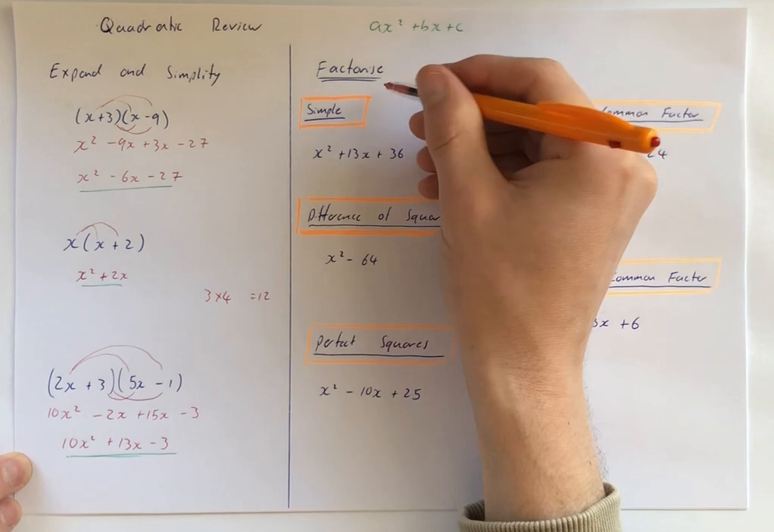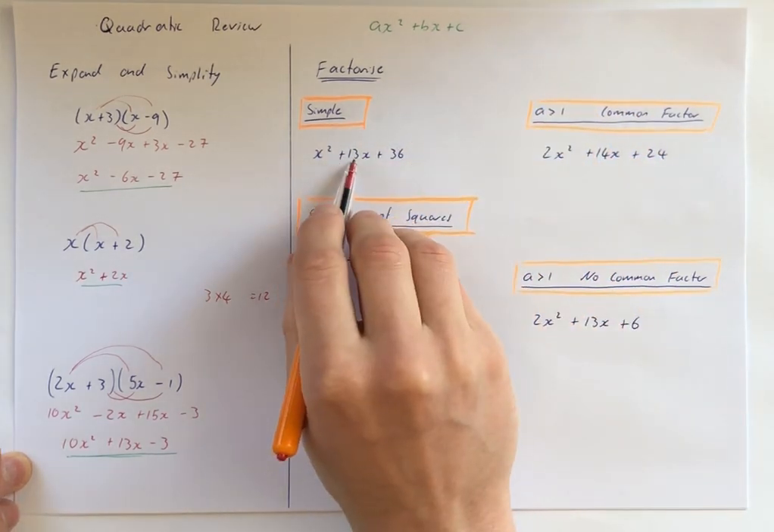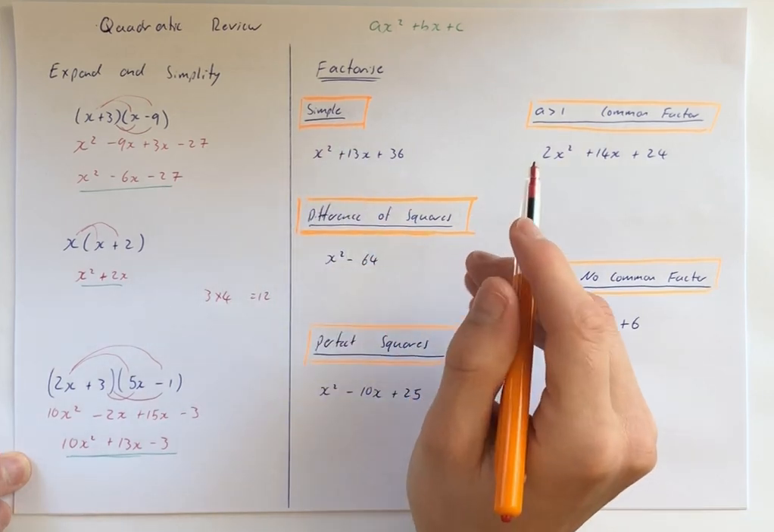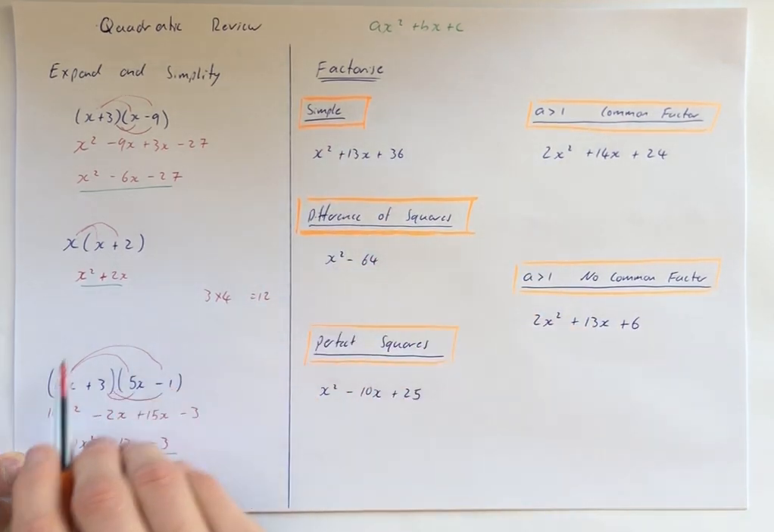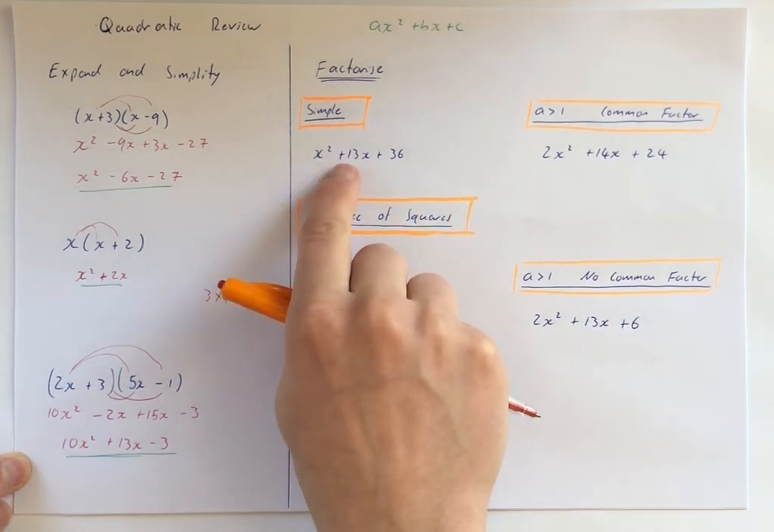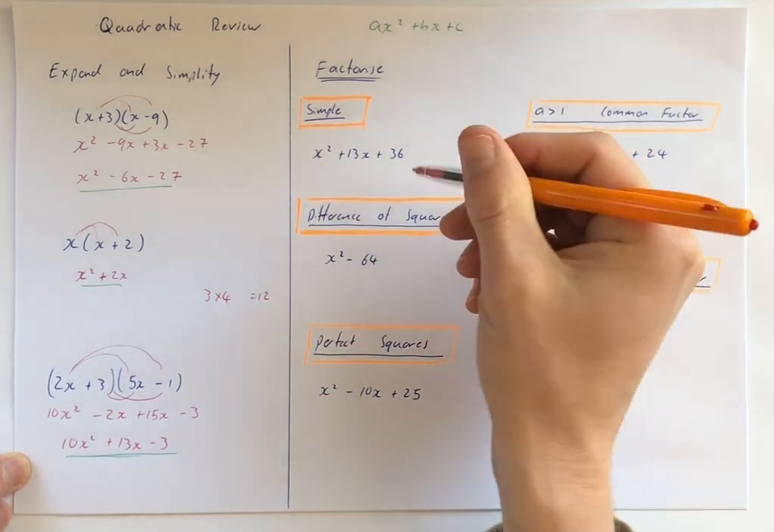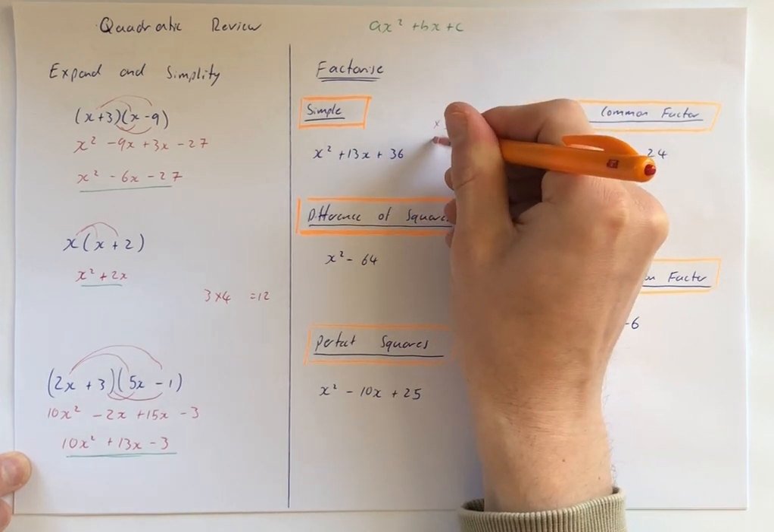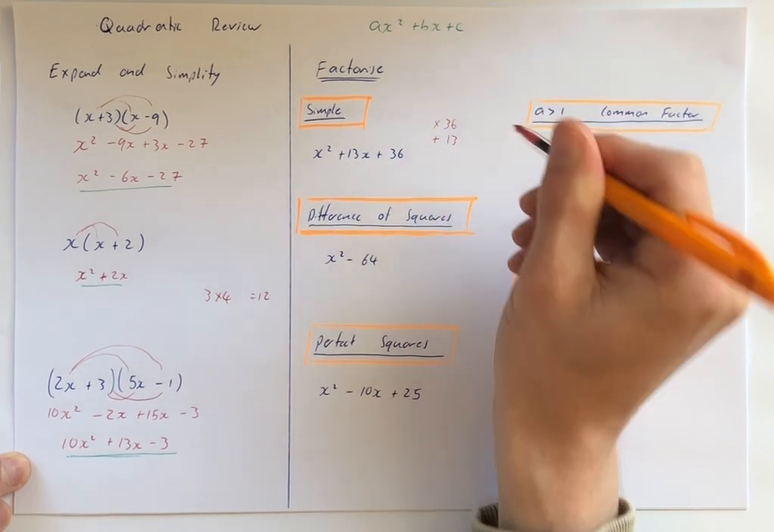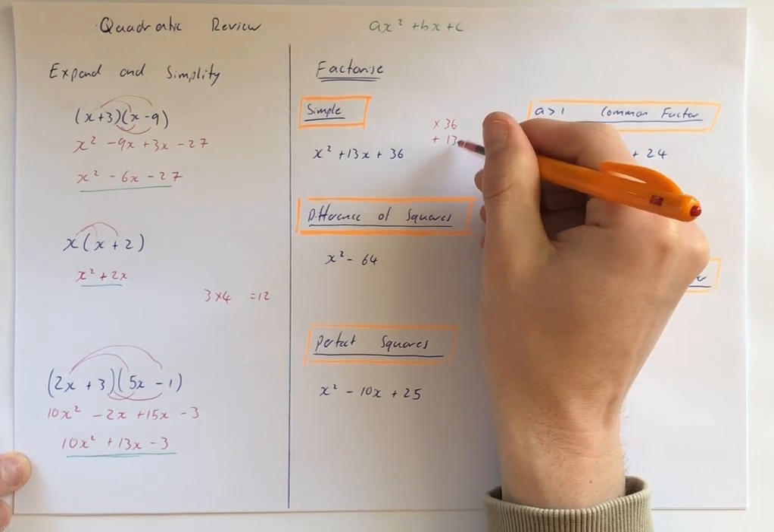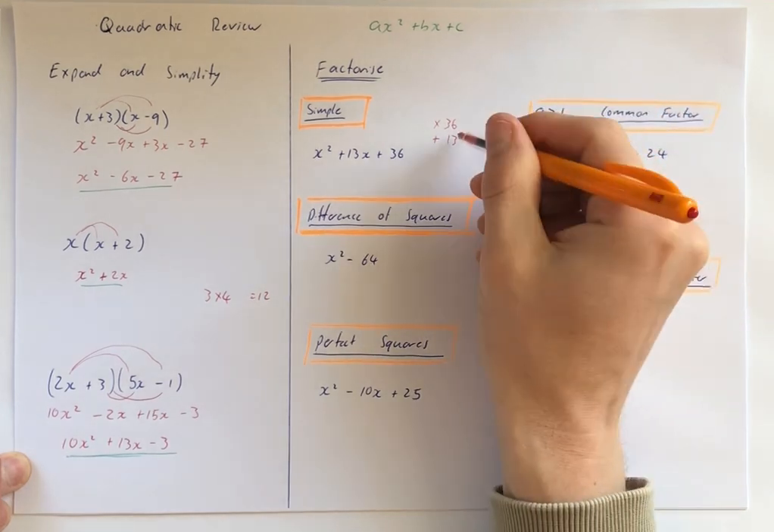Okay, so factorise. We want to write x squared plus 13x plus 36. This is a simple quadratic. We just want to write that in factored form. So we want to write it as multiplication of two terms, not the addition of three terms. So we needed two numbers that multiply to 36 but add to 13. So 4 and 9 work, and that's the only two numbers that are going to work here.